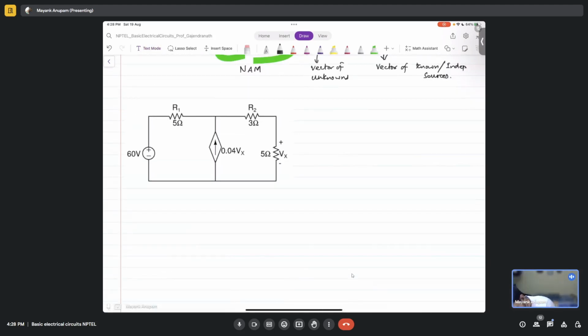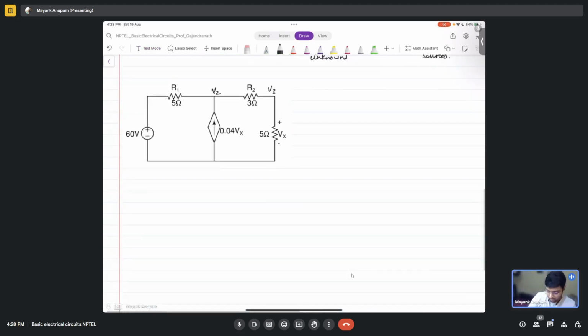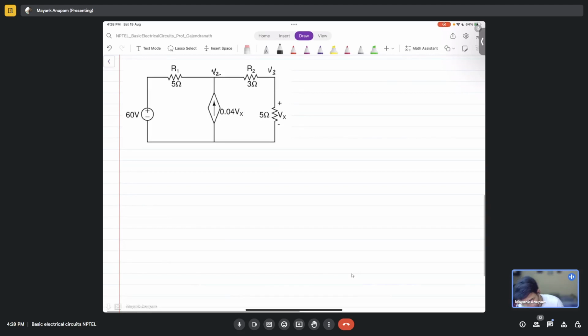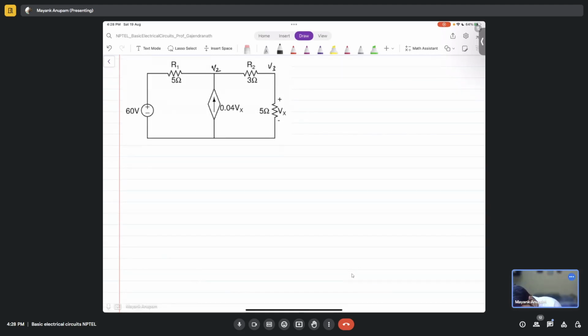So let's call it V2, V3. Now tell me, could you formulate this matrix just like that, just by looking at it? Could you formulate the equation in matrix form just by looking at it? Okay, let's try it.